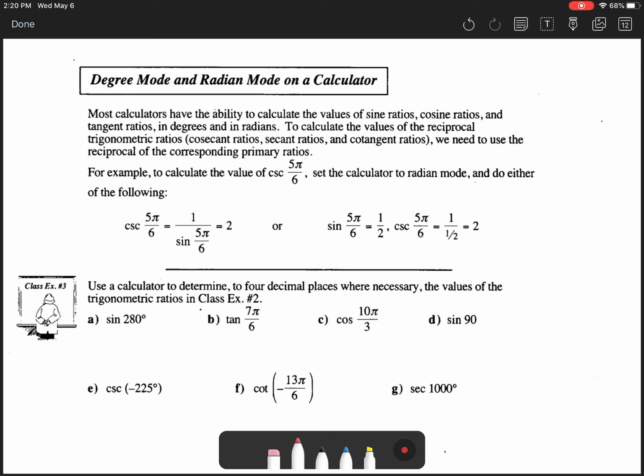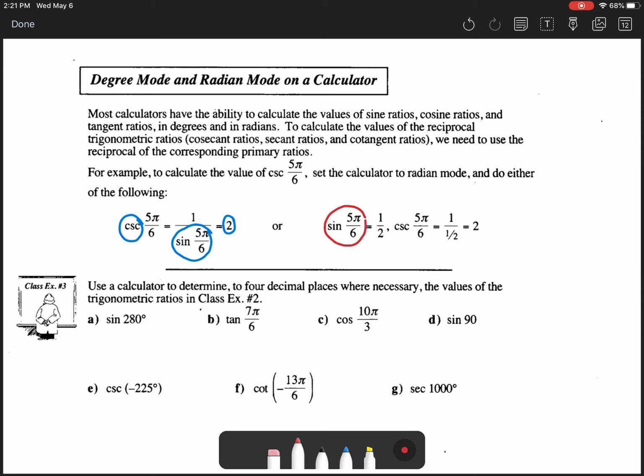To calculate the values of the reciprocal ratios, we need to use the reciprocal of the primary ratios. There are no cosecant, secant, and cotangent buttons on your calculator. So what you have to do is, like I mentioned, understand how we get that calculation. For example, if I'm talking about cosecant of 5 pi over 6, I would go 1 over whatever sine of 5 pi over 6 is. So you would figure out what sine of 5 pi over 6 is, and then go 1 divided by that value, which will give you 2.